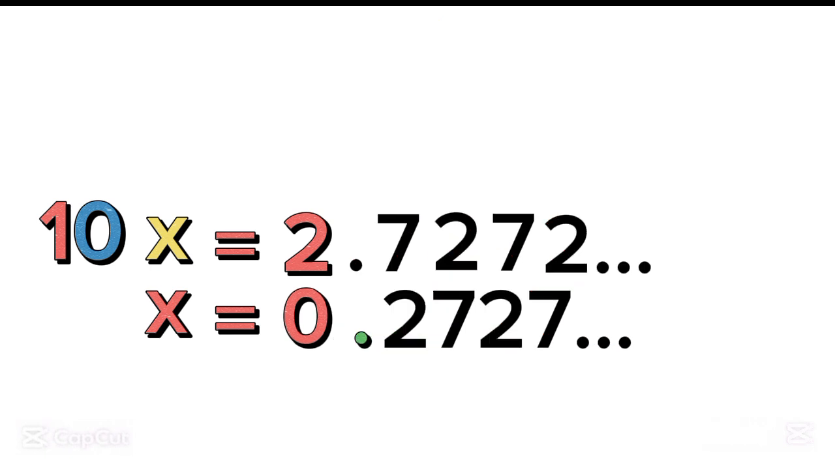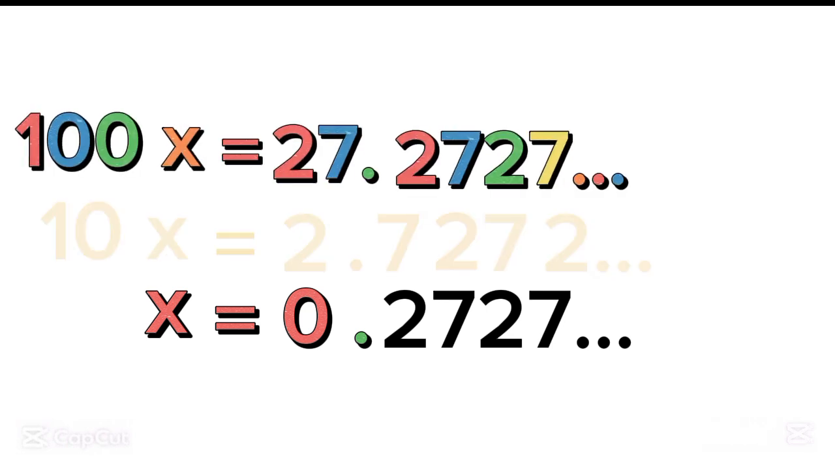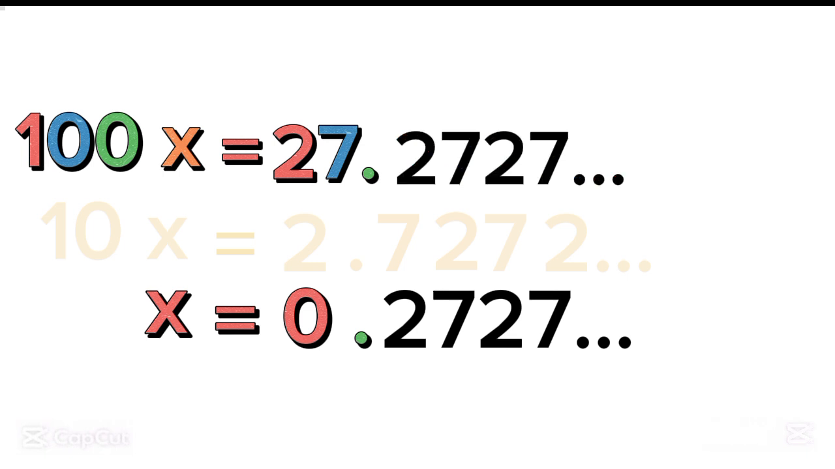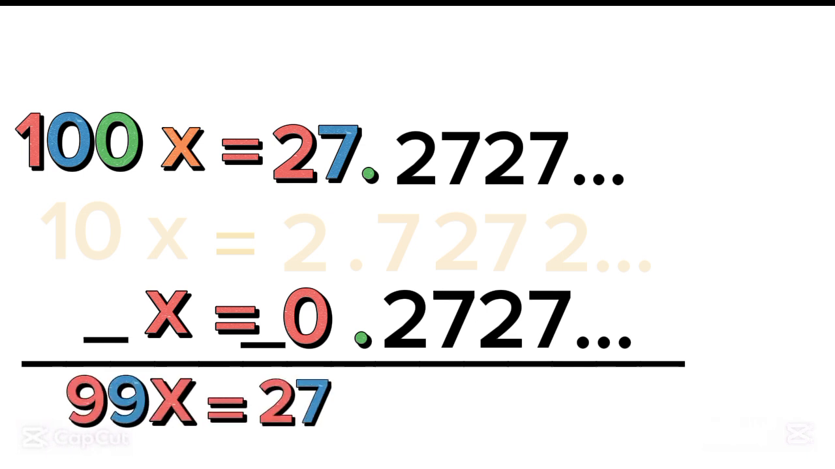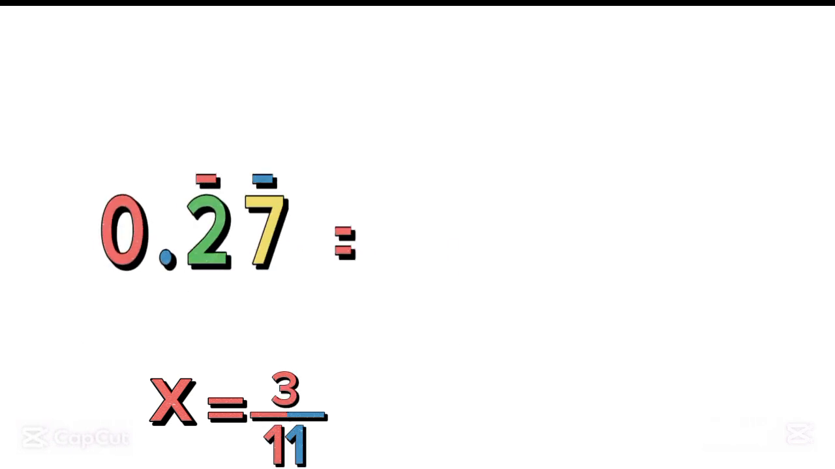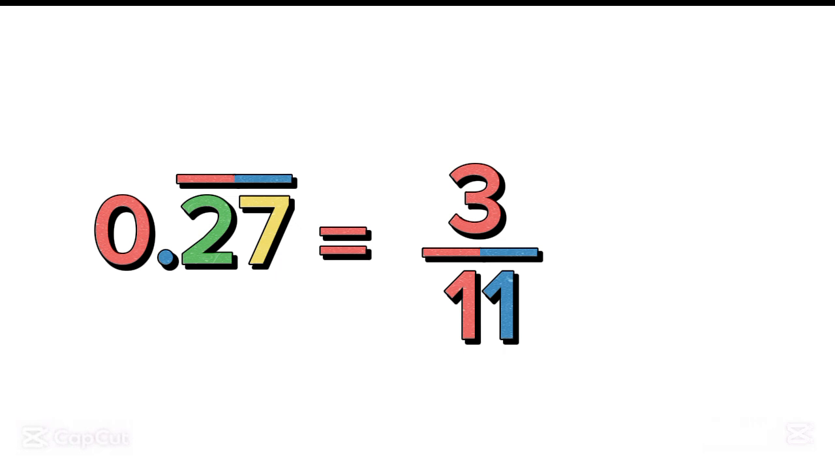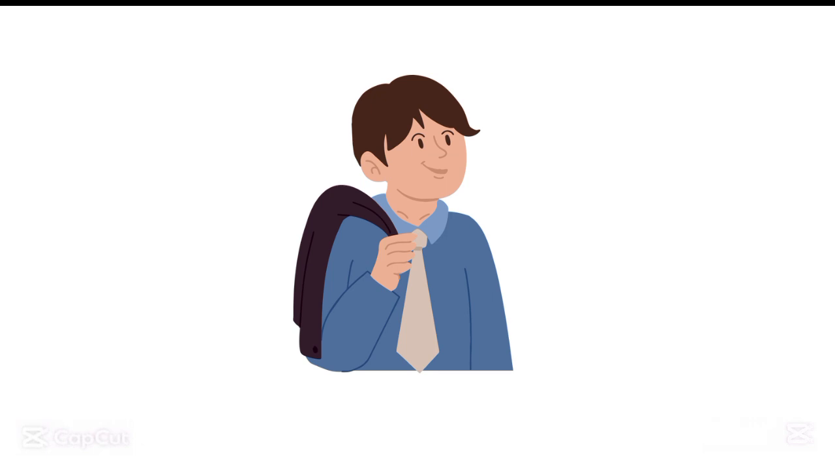But we're not giving up yet. We multiply by 10 again. 100x equals 27.272727. Look at that. Now the repeating part lines up perfectly. It's subtraction time. This gives us 99x equals 27. And divide by 99, and boom. x equals 3 divided by 11. So, 0.27 recurring equals 3 divided by 11. How cool is that? Okay, ready to turn things up a notch?